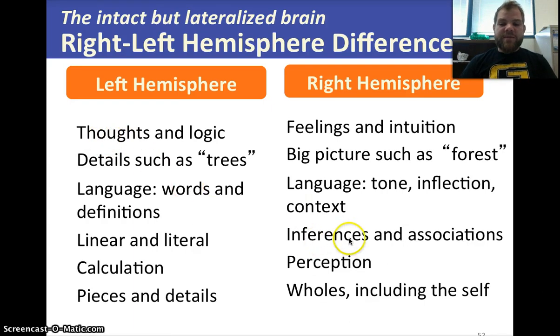So it also has to do with inferences and associations, making connections between ideas. It has to do with perception, our senses and how we perceive things. And as I said, it deals with wholes, meaning the whole picture of things rather than the specific details. And there are people who say that this is where the self is located. I don't know about that, but the self would be a whole. If you're thinking with your left hemisphere, maybe you're thinking about yourself in a specific way. If you're thinking with your right hemisphere, you might think about yourself as a whole.